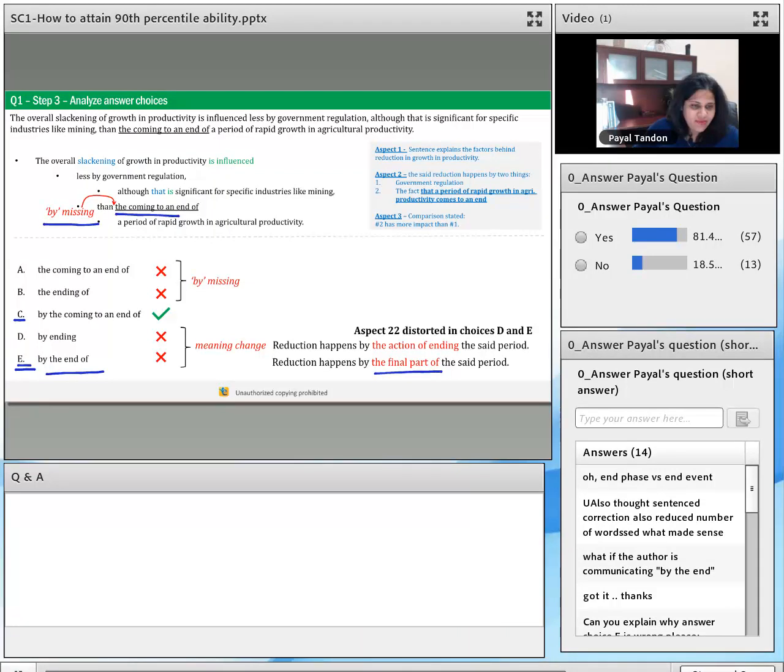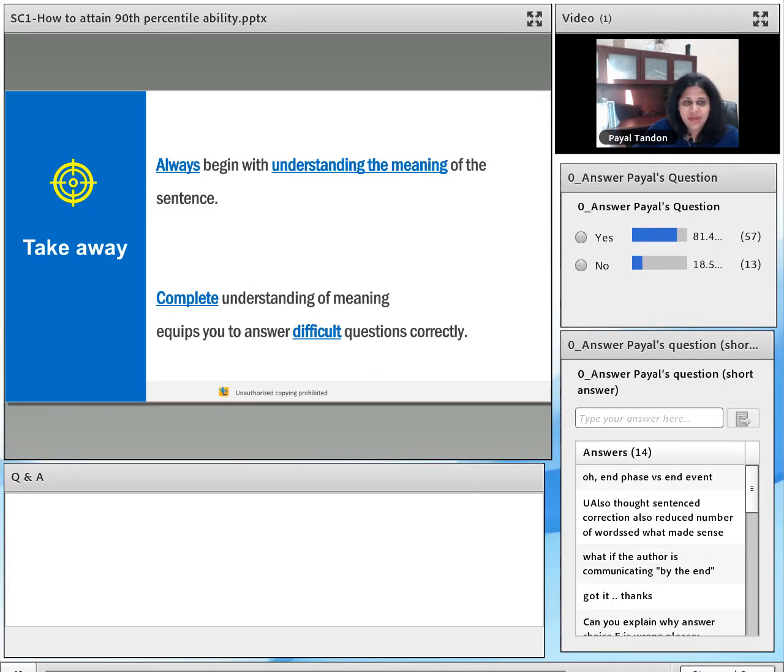Do we go by the meaning we get from the original sentence in every SC question? Absolutely yes. So the takeaway: always begin with understanding the meaning, and complete meaning. I want to emphasize this word as well, because when people say they use a meaning-based method, they don't focus on getting a complete understanding. In the previous example, there was one teeny aspect that you guys missed, and that is why you couldn't answer the question correctly. So you have to focus on a complete understanding of the meaning.